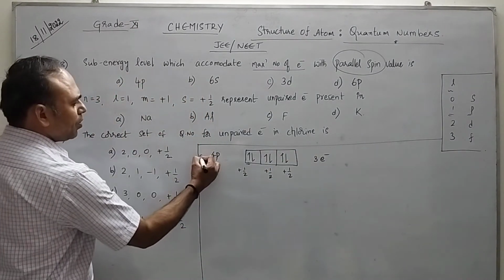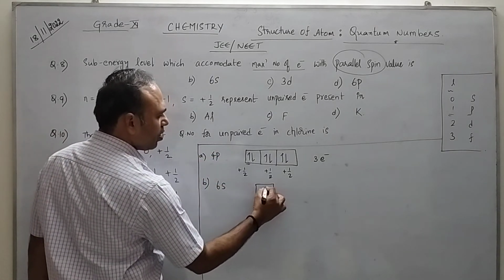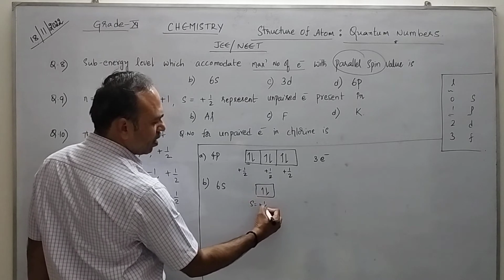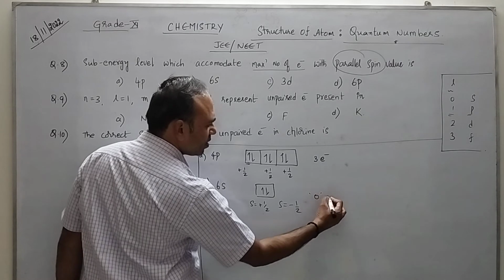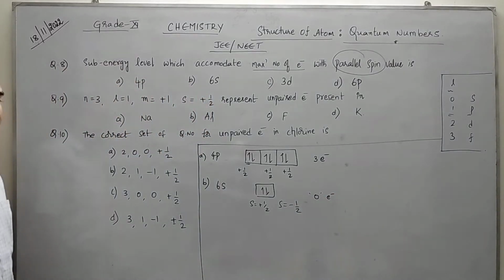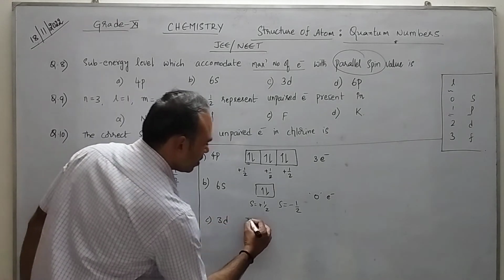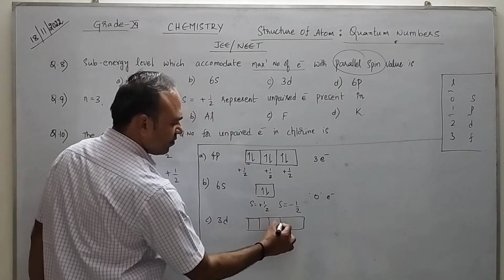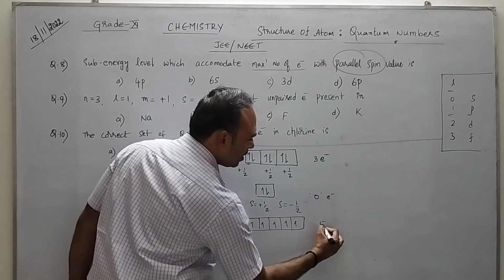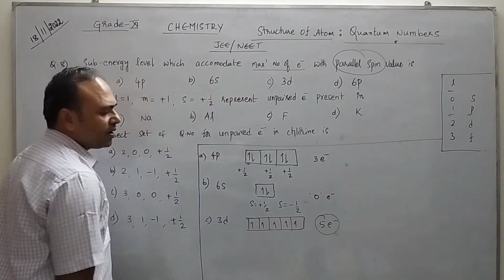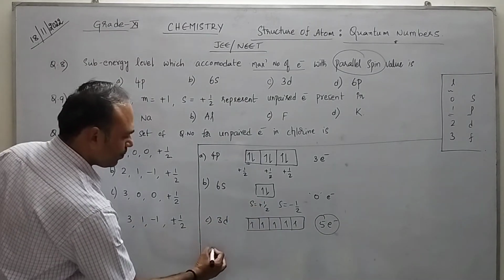Now the second option we have is 6s. If you draw 6s, one is plus half, another one is minus half. Hence the number of electrons with the parallel spin is 0. Coming to 3d, if you draw the d orbitals, which are 5 in number, 1, 2, 3, 4 and 5, we can easily identify there are 5 electrons with the parallel spin, either plus half or minus half.